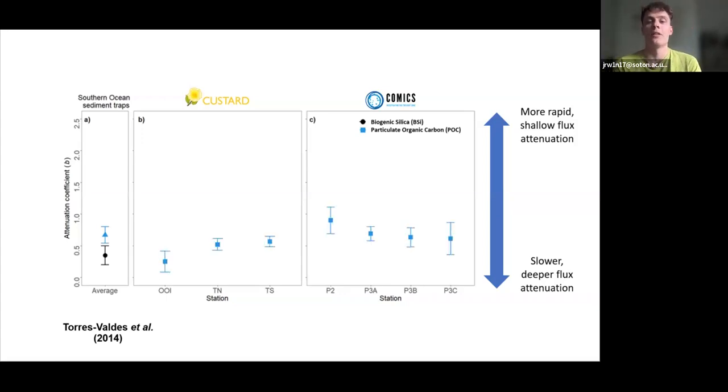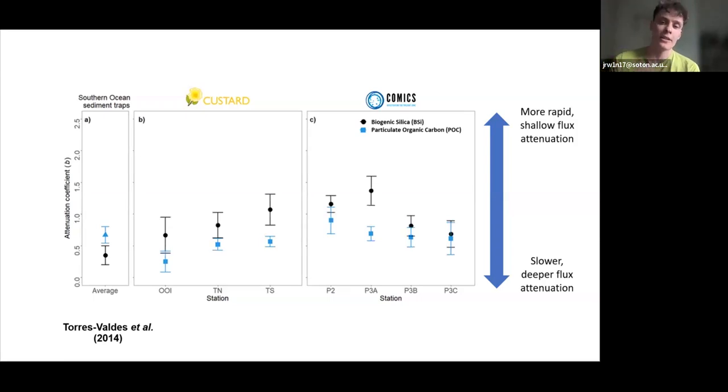These are our Martin's B values for organic carbon, and they're pretty much in keeping with previous B values measured in the Southern Ocean. Towards the lower end of the range of measurements, our measurements range from about 0.25 to 1.